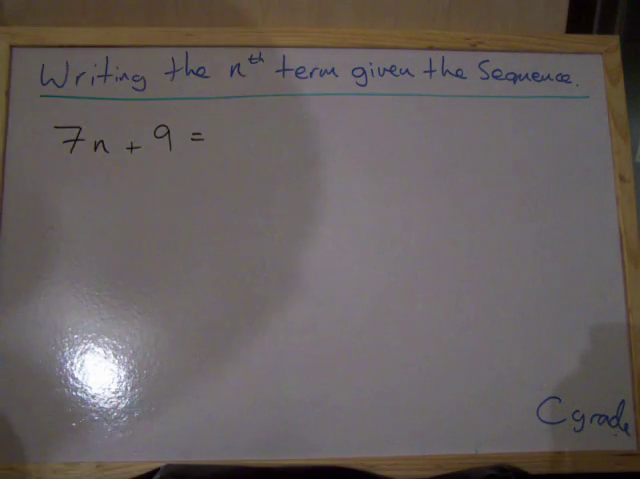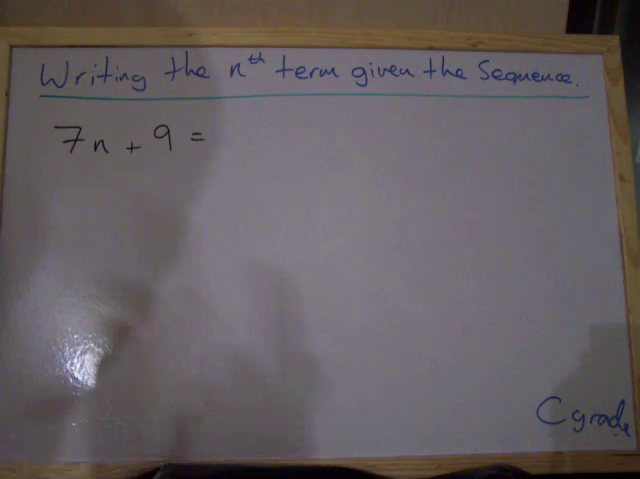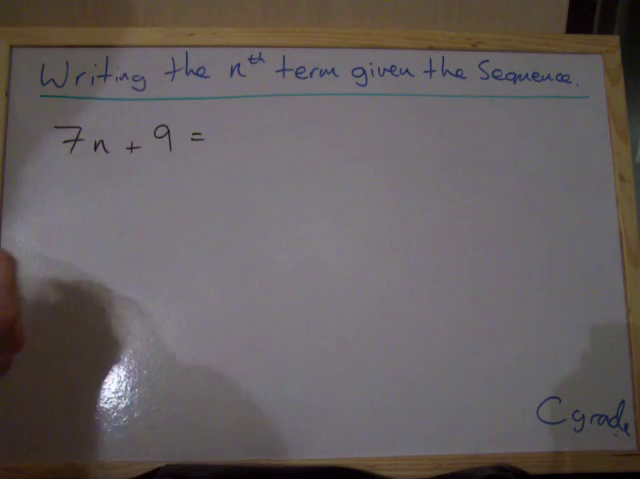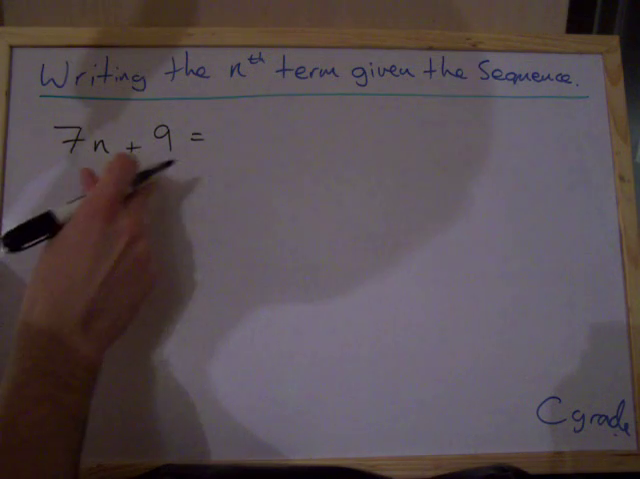Right then. Writing the nth term given the sequence. I'm going to start off by giving you an nth term, showing you the sequence that we get from it, just to give you a clue as to how we work this out. Right then. The sequence 7n plus 9.